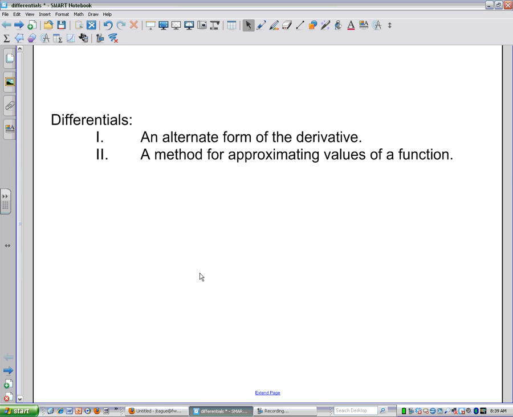So we're going to talk about differentials, and there's a couple of different definitions that you will see right here on this particular slide. For one thing, it's an alternate form of the derivative. And it's a method that we use to approximate values of the function. We'll get into that one and probably one more before we're done. So here we go.